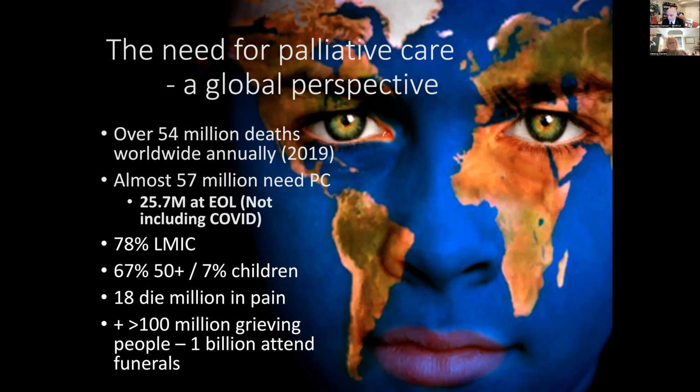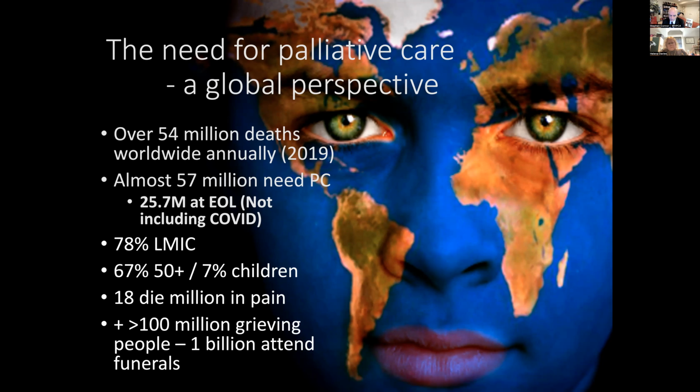So in the Atlas from 2020, we used data from 2019, and the estimate using Lancet Commission methodology was over 57 million people, about 57 million people needing palliative care. We have about 1 million people who die every year, a million people a week die. That's 54 million deaths recorded in 2019. And about half of those are estimated to need palliative care, though that could be a conservative estimate.